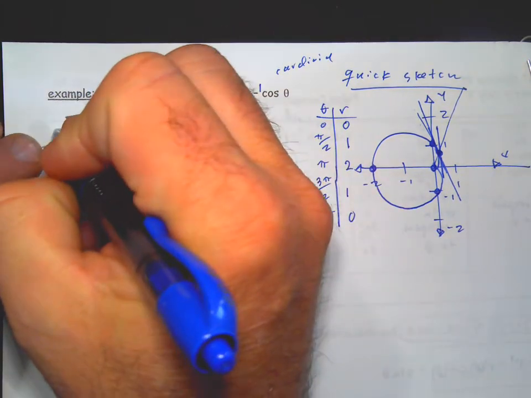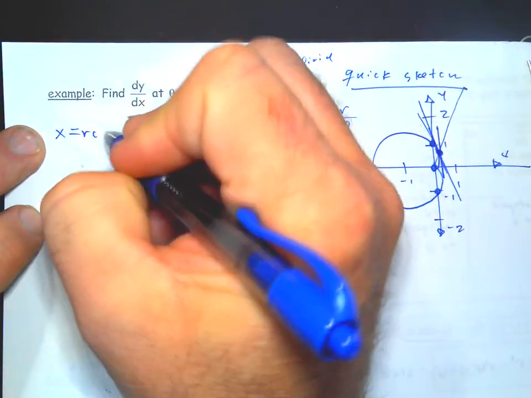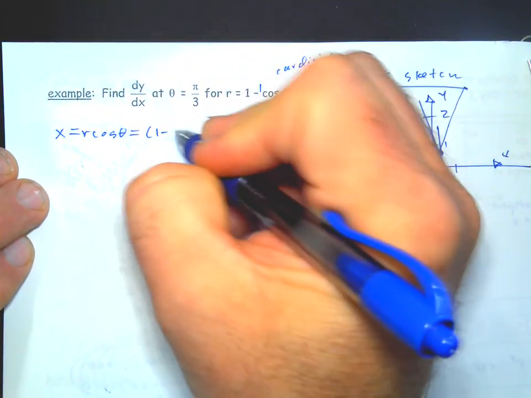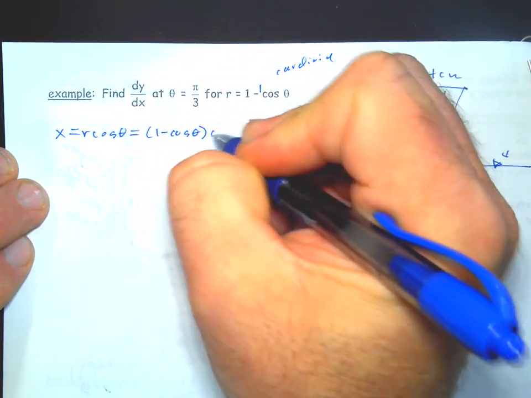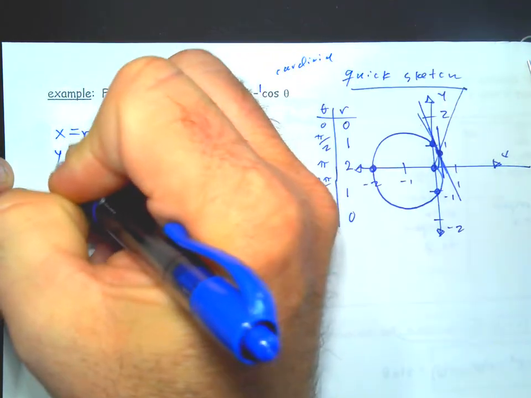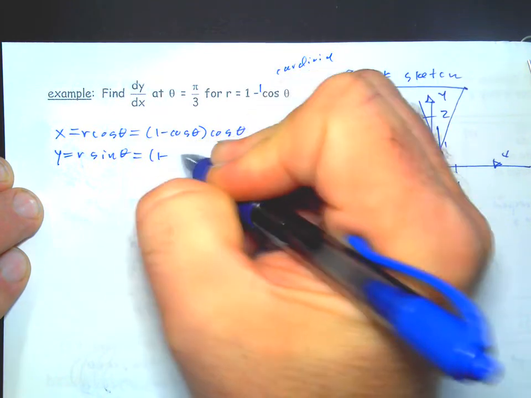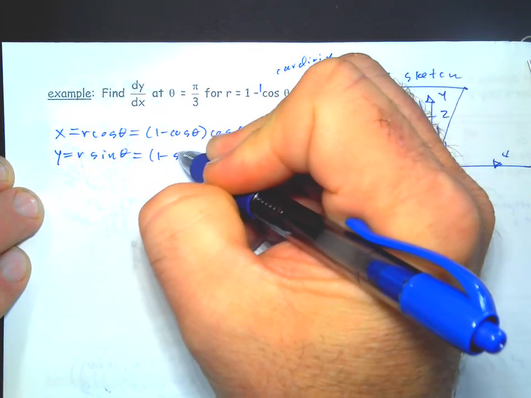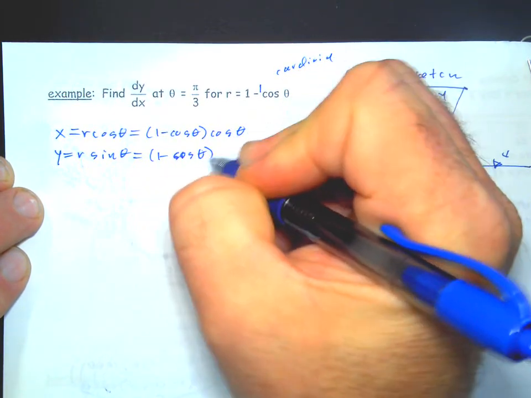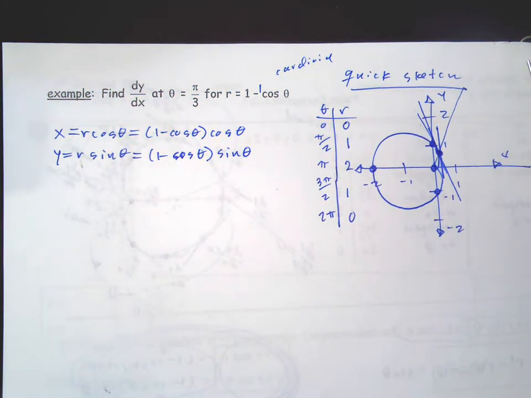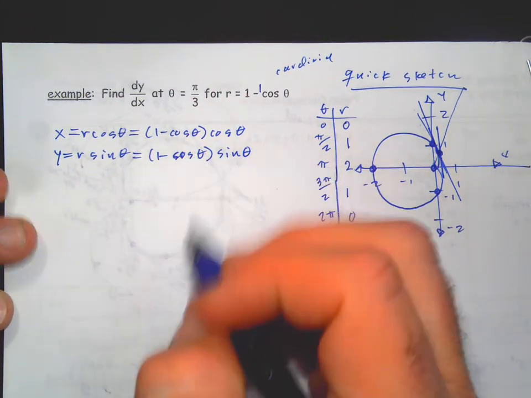So let's write down our equations. x equals r cosine theta, so that's going to be (1 minus cosine theta) cosine theta, and y equals r sine theta, so it's going to be (1 minus cosine theta) sine theta. And I usually just leave it like this. I'm going to do product rule. You're not going to avoid product rule. You're going to have to do it anyways, or chain rule and stuff like that.